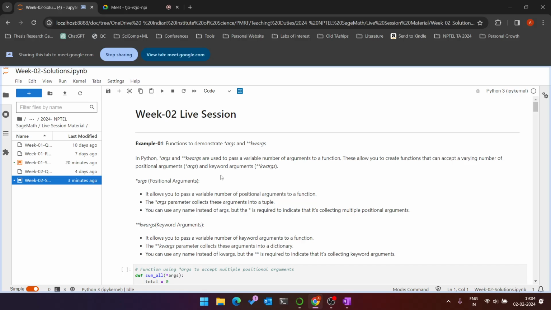In this week, Professor Ajit Kumar taught us about for loops and while loops. He also mentioned at the end of the second video lecture something called star args and star star kwargs. After that, we discussed creating modules. A module, if you recall, is basically a library of functions: more than one function placed in the same Python file, and through that file we import those functions.